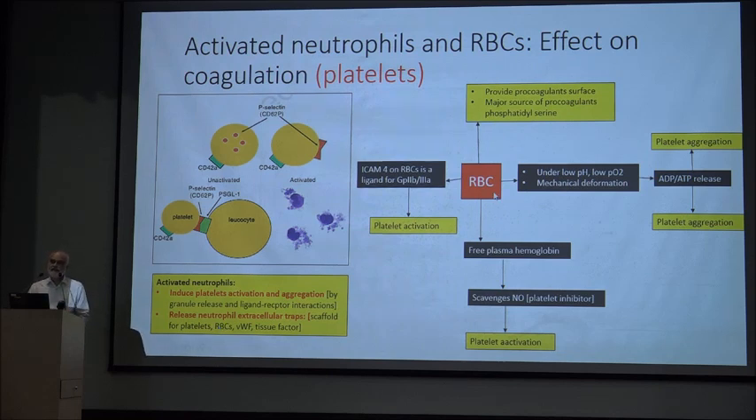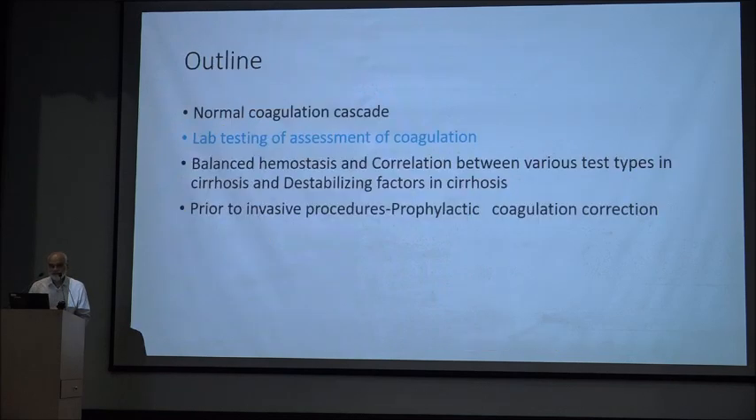Similarly, RBCs, through various mechanisms, ultimately lead to platelet aggregation. So this is a well-known fact that when RBCs are low, platelet functions are also problematic, as is well known in CKD patients. It can also be possible in cirrhosis patients.